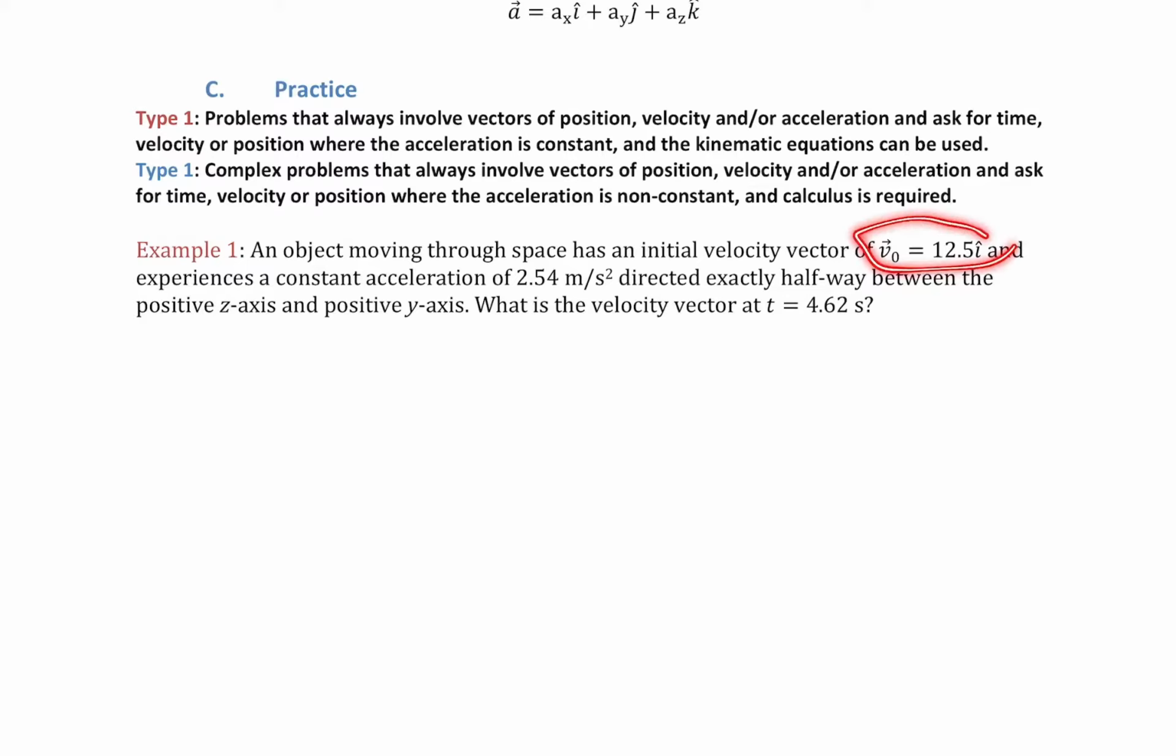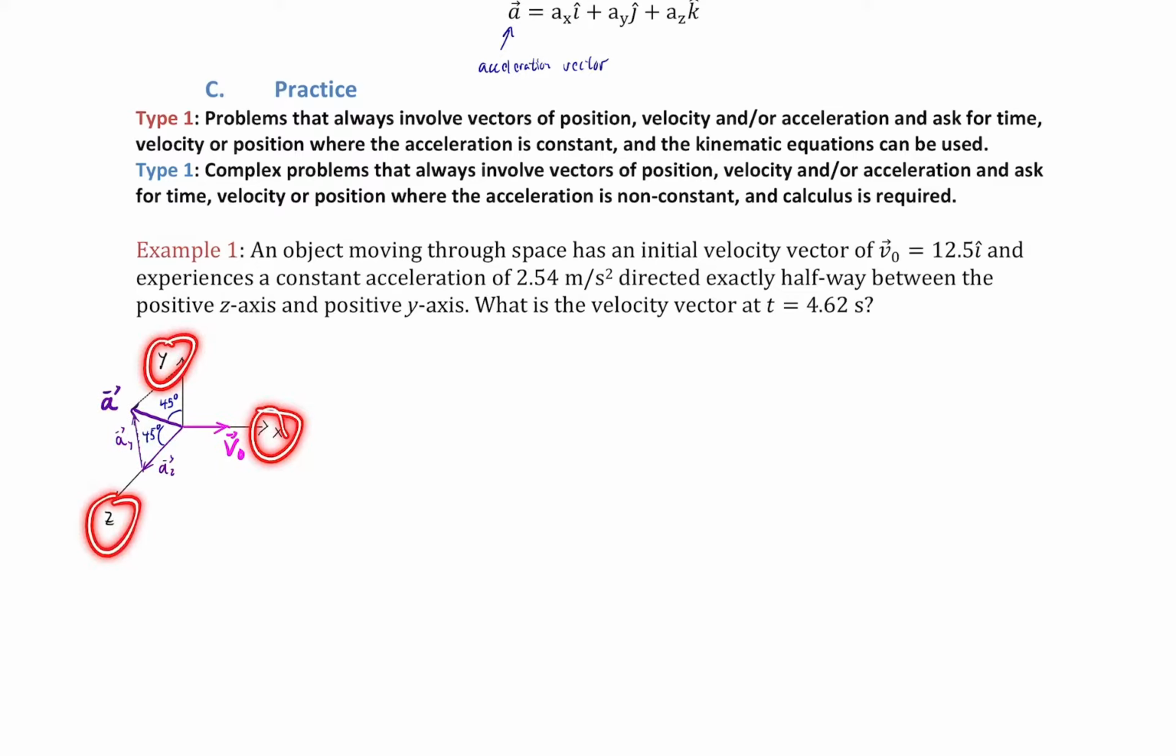Okay, so we've got an x-axis velocity. We've got a z-y plane acceleration. What does that look like? Let's draw a picture. Okay? So here's a picture of x, y, and z. You can clearly see the initial velocity pointing entirely along the x-axis. And here we have acceleration, which is in the yz plane at that 45-degree angle between the two.